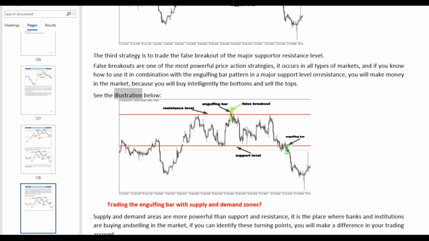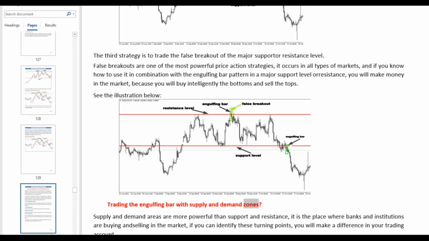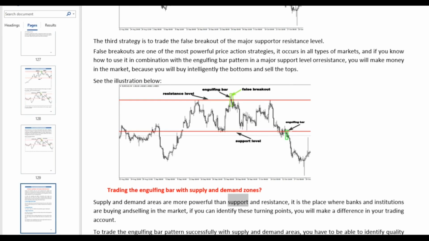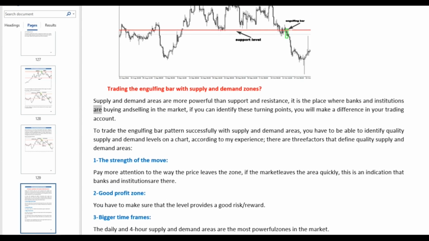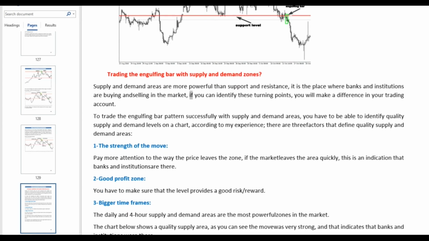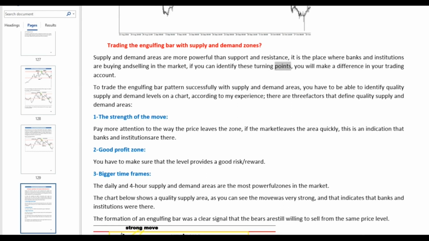See the illustration below. Trading the engulfing bar with supply and demand zones. Supply and demand areas are more powerful than support and resistance. It is the place where banks and institutions are buying and selling in the market. If you can identify these turning points, you will make a difference in your trading account. To trade the engulfing bar pattern successfully with supply and demand areas, you have to be able to identify quality supply and demand levels on a chart.